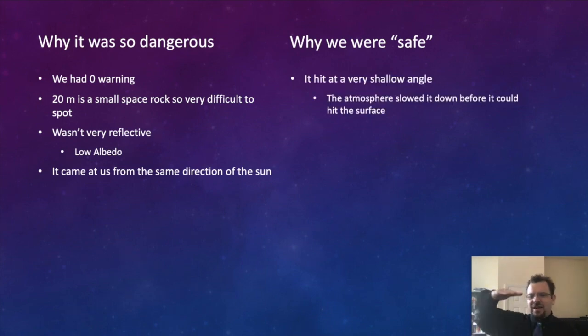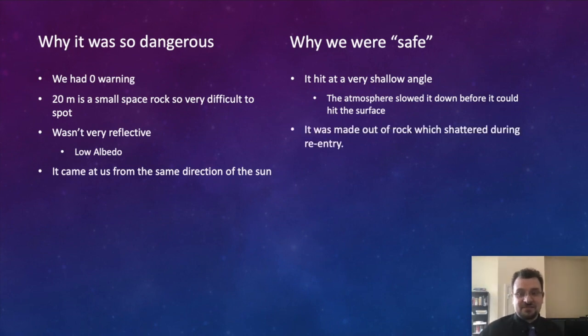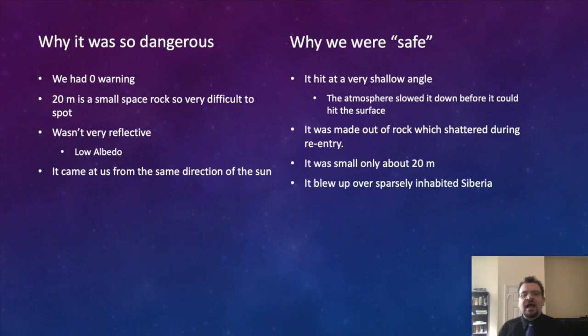It hit us at a very shallow angle, and this means that the Earth's atmosphere slowed it down before it could actually hit the surface. And it was made out of rock and ice, which shattered during re-entry. And it was small, only about 20 meters. So it blew up over sparsely inhabited Siberia. Yeah, it was a city, but it's a small city in the middle of nowhere. So it didn't cause as much damage as it otherwise could have.